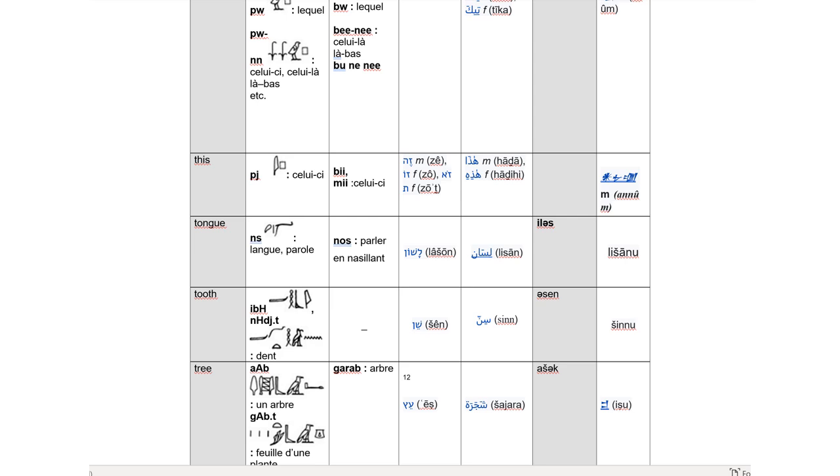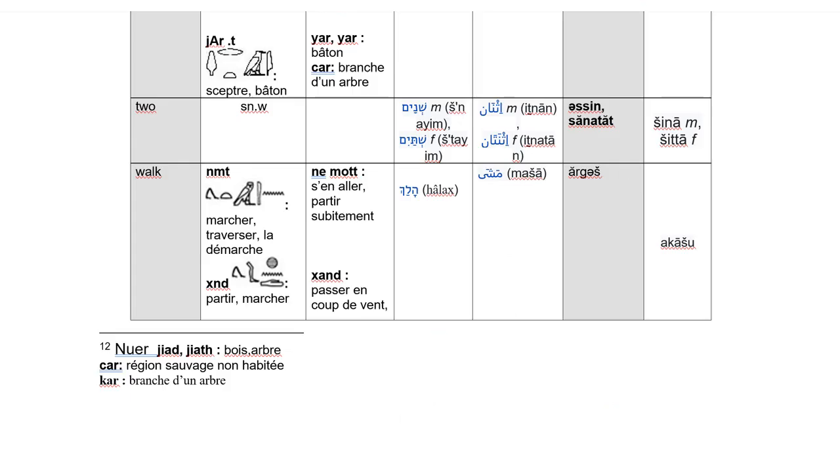Here also is the famous tree. You see here apt, which they translated as a tree, and in Wolof you have garap, which means the tree, and here gapt, the leaf of a plant. Also you see the correspondence with garap, the tree. We will come back to all this later, and we'll keep diving into it in the following lectures.